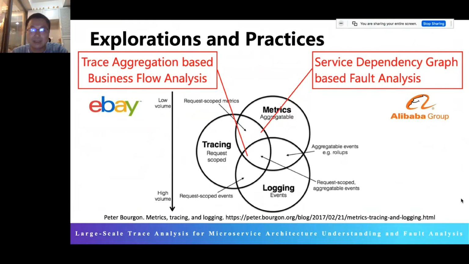The second work is a journal work with Alibaba. It's a service dependency graph based fault analysis. It also uses the tracing data, but tries to represent the application as a service dependency graph, then uses the graph to localize the root causes of specific runtime faults.